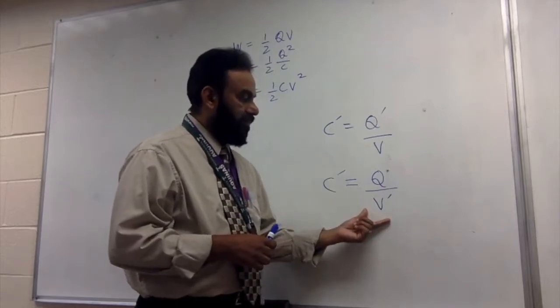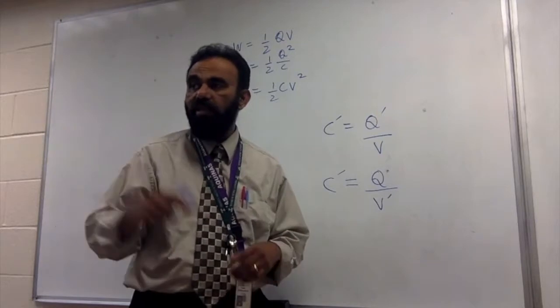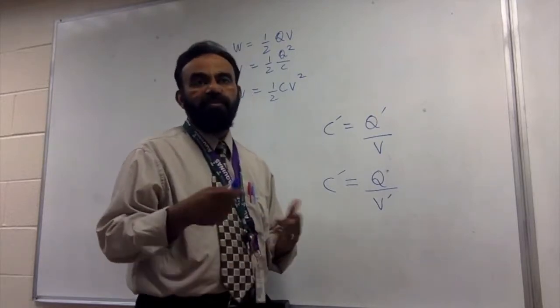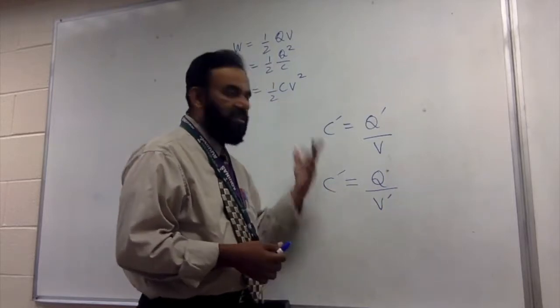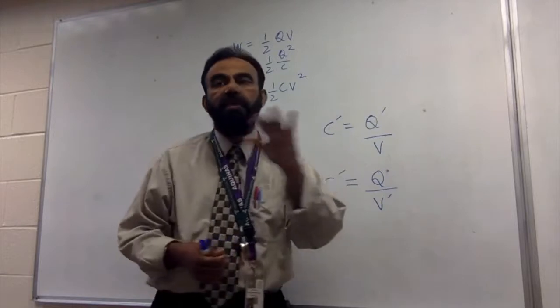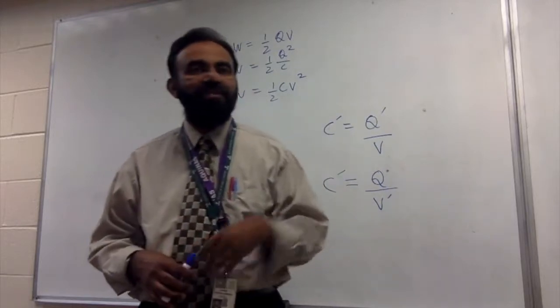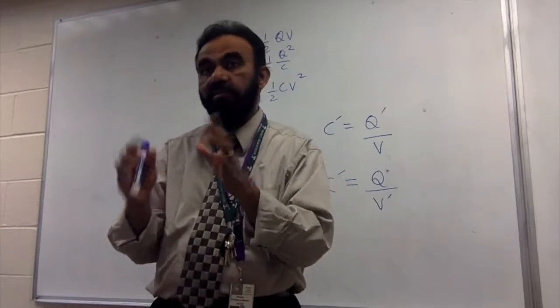So how many times is the voltage going to reduce? The same K number of times, K or epsilon R. And because it is reducing that many times, the capacitance increases the same number of times. Capacitance is a property of a capacitor which does not depend on the voltage or anything like that. It depends on its own characteristics.